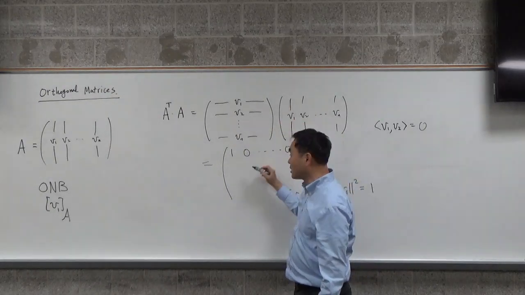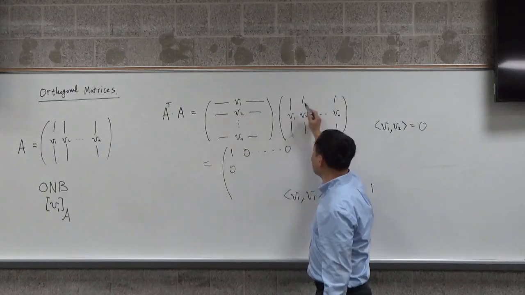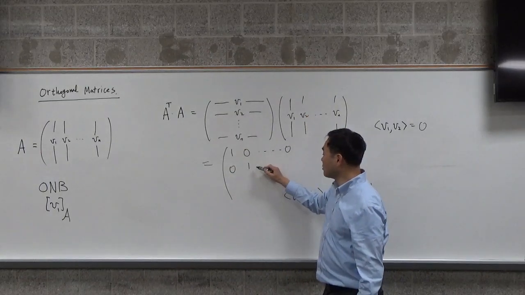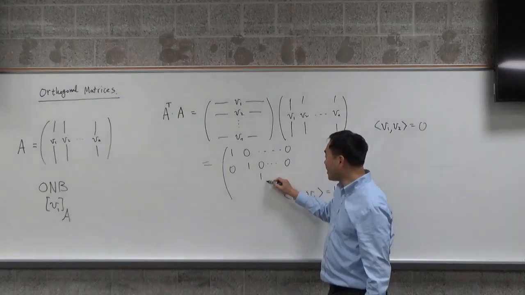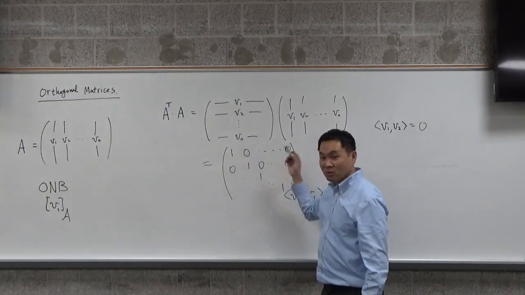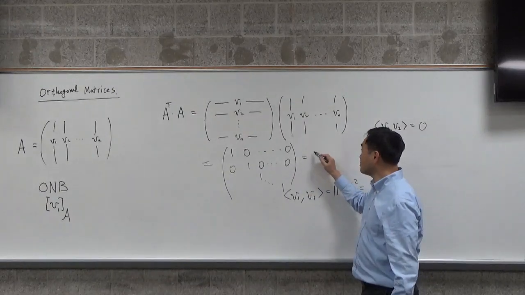V2 dotted with V1 is 0. V2 dotted with V2 is 1. So what you get is a diagonal of 1s. What is this matrix? It's the identity matrix.